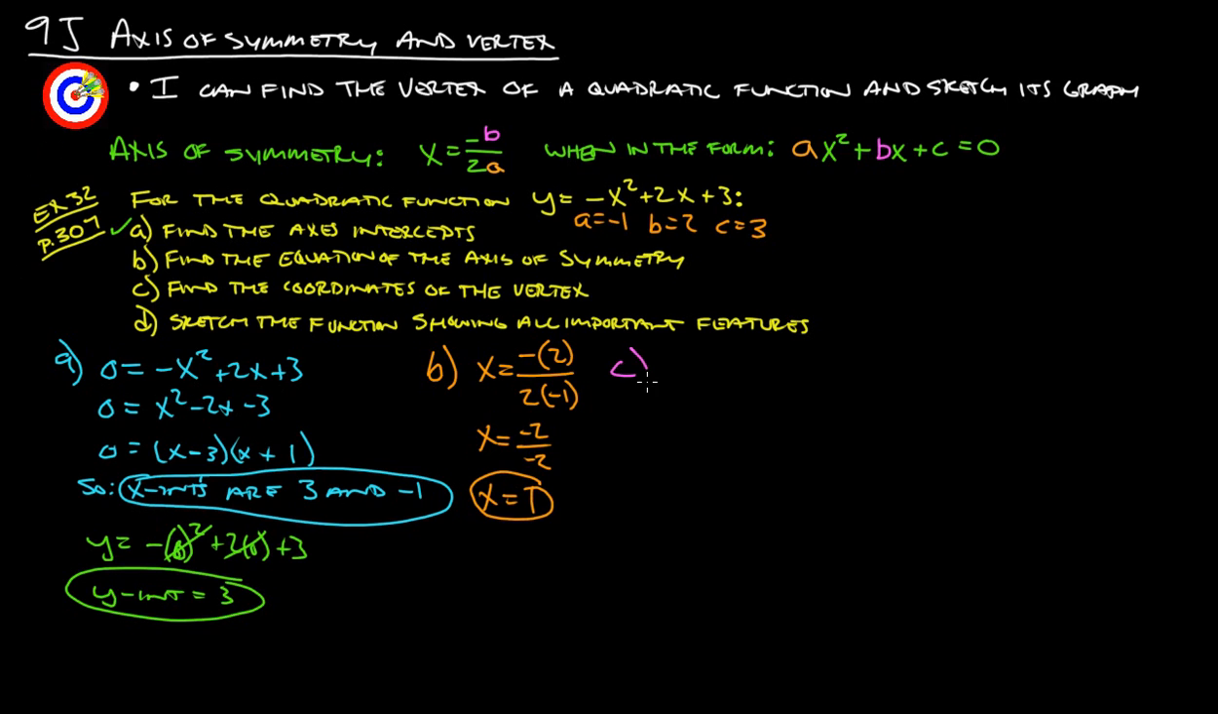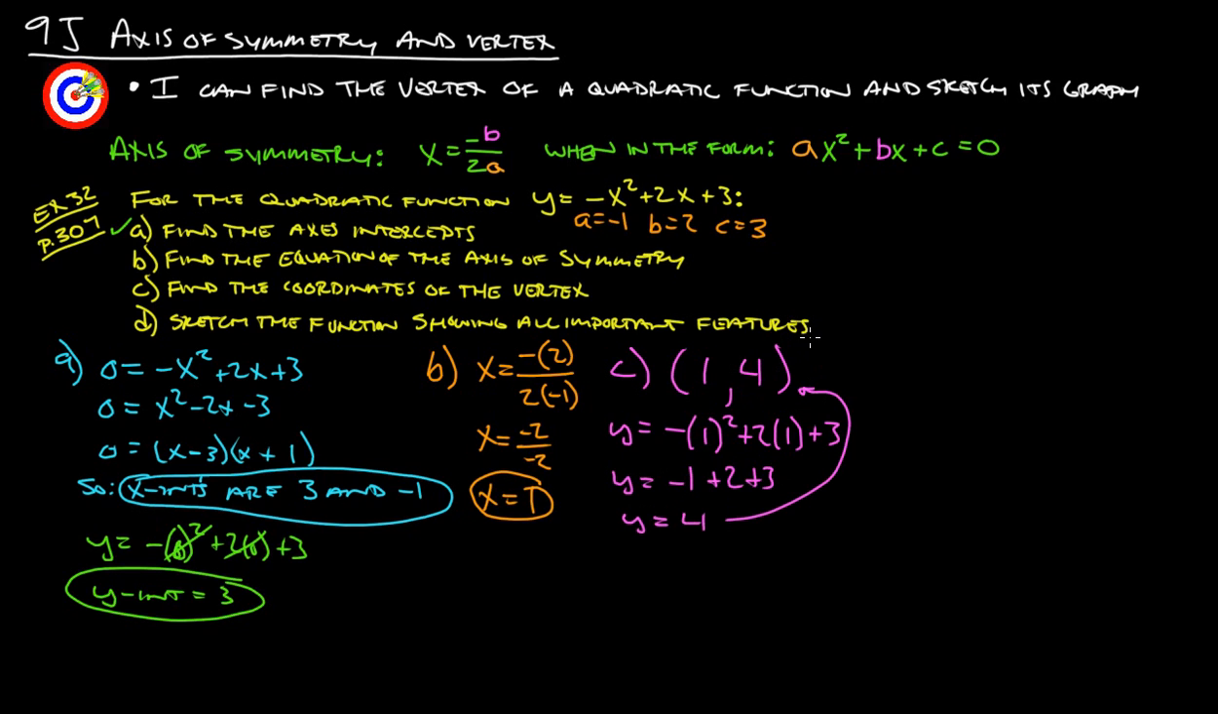Okay. Next, let's find the coordinates of the vertex. Well, we already figured out that the axis of symmetry is x equals 1, so we know that the x coordinate of the vertex is 1. So let's find the y coordinate by plugging that in and solving. So y equals negative 1 squared plus 2 times 1 plus 3. So y equals 1 squared is 1, and then multiplied by negative 1 is negative 1. 2 times 1 is 2 plus 3. So the y coordinate will be 4. So we'll put that right in here, and there's our vertex.